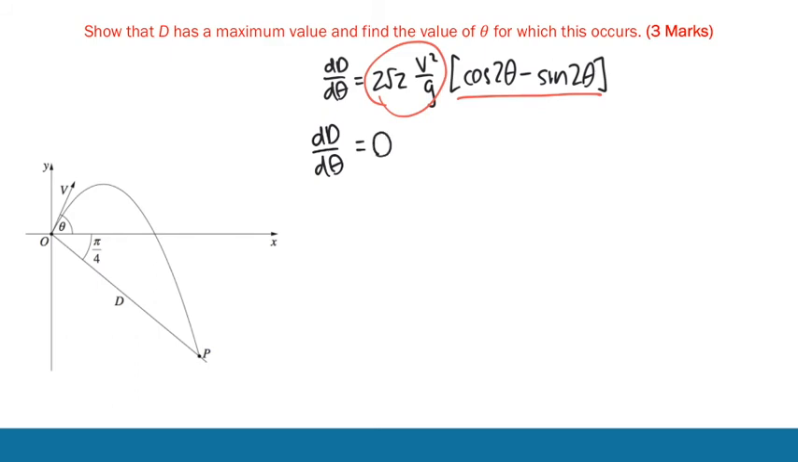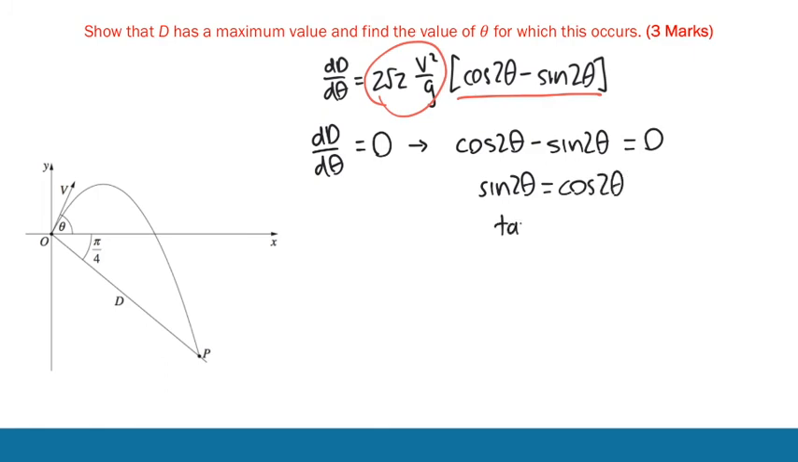So, the derivative being equal to 0 just implies that cos 2 theta minus sine 2 theta is equal to 0. And that's a fairly easy trig equation to solve, right? So if you put one of these on the other side and then divide, you get an equation in terms of tan.